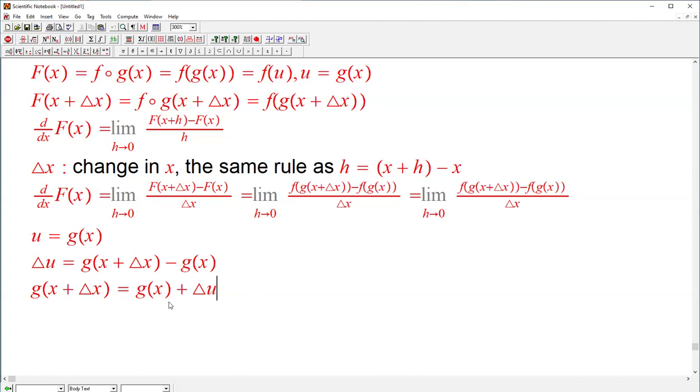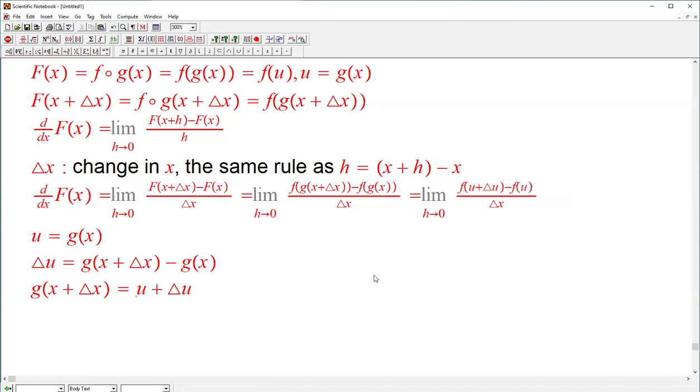With that notation, of course, this is what? This is u, right? U is g of x. So g of x plus delta x is u plus delta u. So g of x plus delta x, which I just put here, is u plus delta u. And of course, g of x is what? Is u.